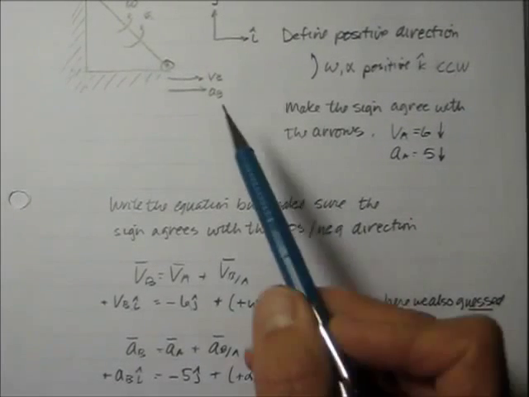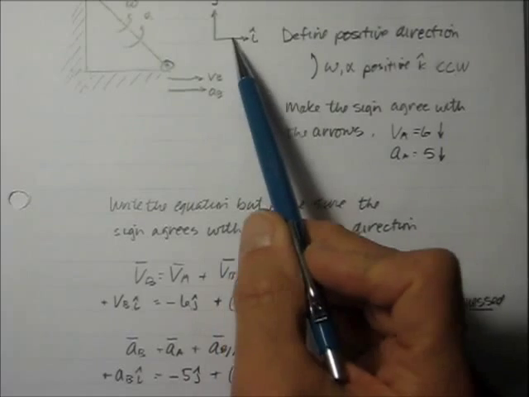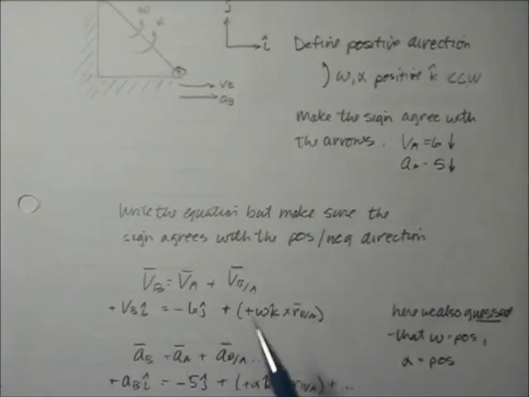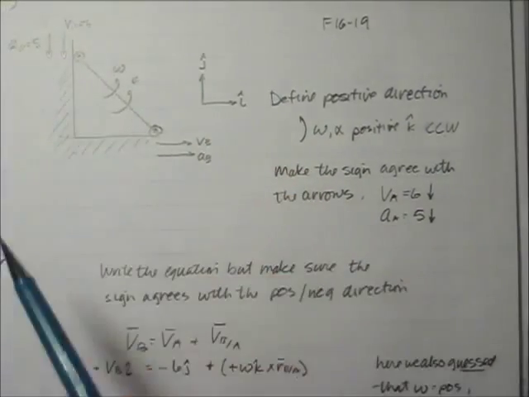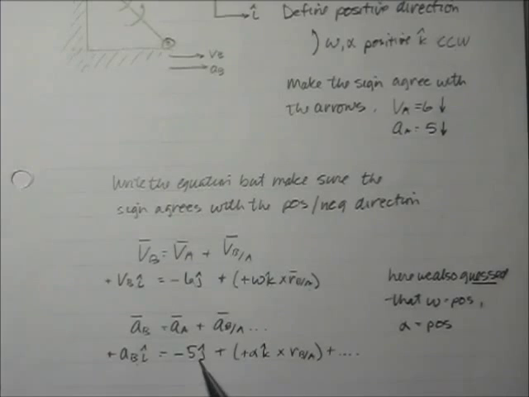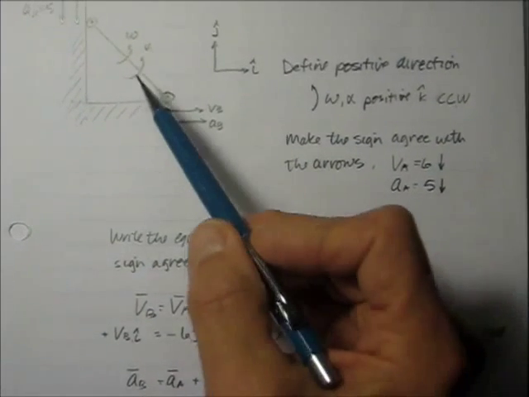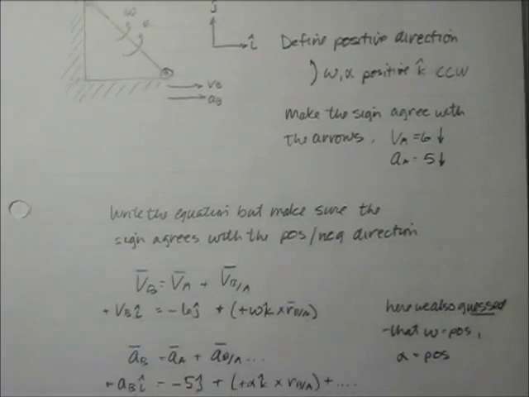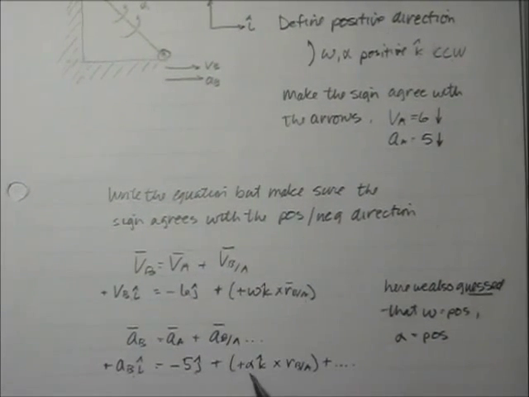Same with acceleration. If we say that B is going in the right direction, I'll say that is positive i for acceleration of B. If it's accelerating in the negative j direction, then in the equation it needs to say a negative j. And then again, if we define alpha as going in that direction, or we suspect alpha is going in that direction, then when we write our cross product, we'll just say that it is positive alpha k cross the r of B with respect to A, and then the other terms.